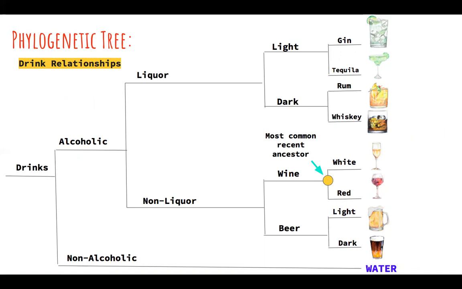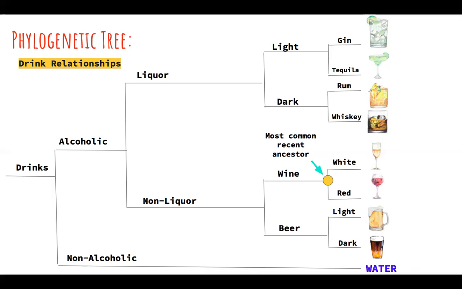Following the liquor branch, our next cladogenesis splits between light and dark liquors, and then again, respectively, into gin drinks and tequila drinks, both made with light liquor, but two different types. And rum drinks and whiskey drinks, which are two types of dark liquor, are the split on the bottom.